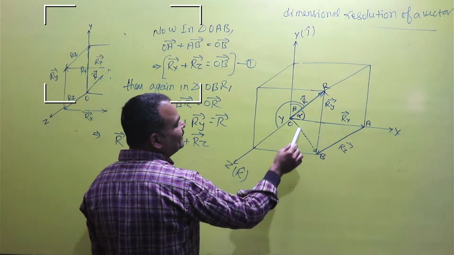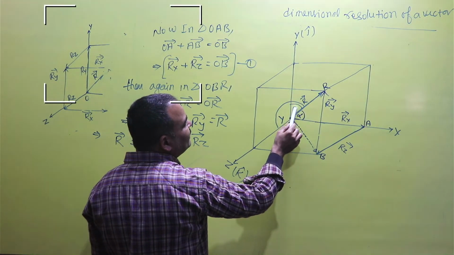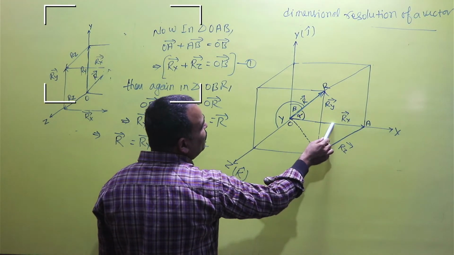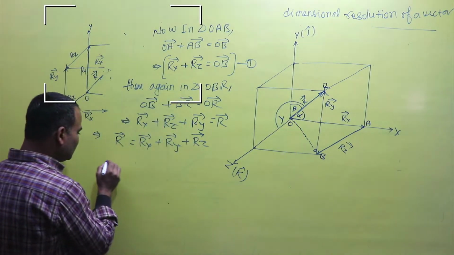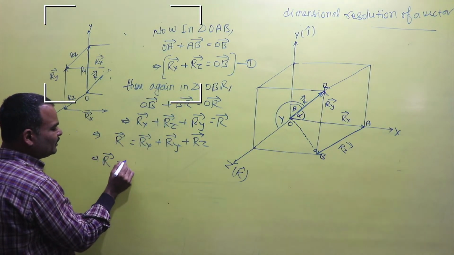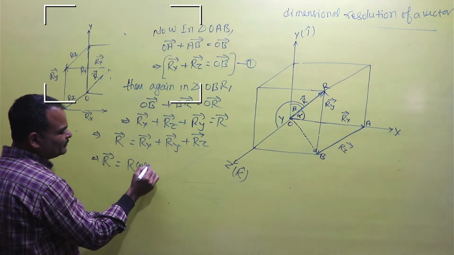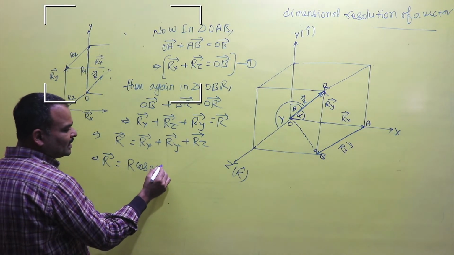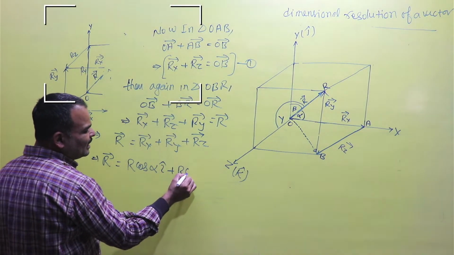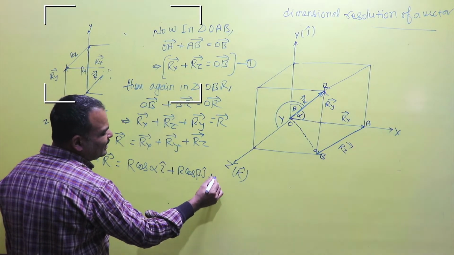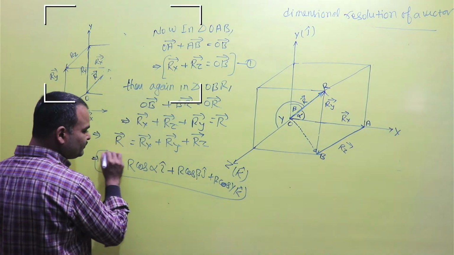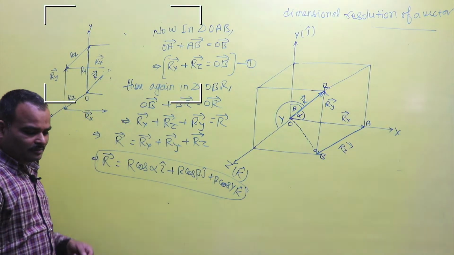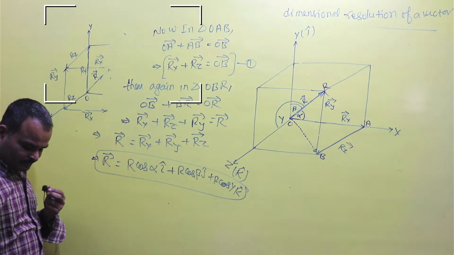It is seen that here is the theta 1, here is the theta 2. The x component will be cos theta 1, cos theta 2. So here alpha and beta. So the vector R will be equal to R cos alpha i, and the direction is along the x-axis. Again R cos beta j and R cos gamma k. So we can resolve the vector into three parts.